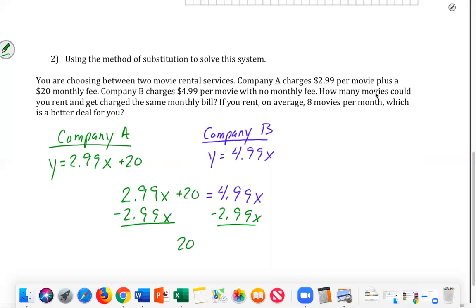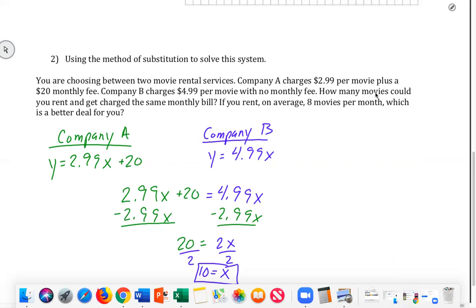You can see you got 20 equals 2x. Divide by 2, you get x equals 10. So that means you can rent up to 10 movies before company B becomes more expensive. Okay? They break even at 10. Now, how do I know company B is going to become more expensive at that point, not company A? Well, company A has a smaller slope. That means it's going to be increasing at a slower rate. So at this point, company B is just going to take off.